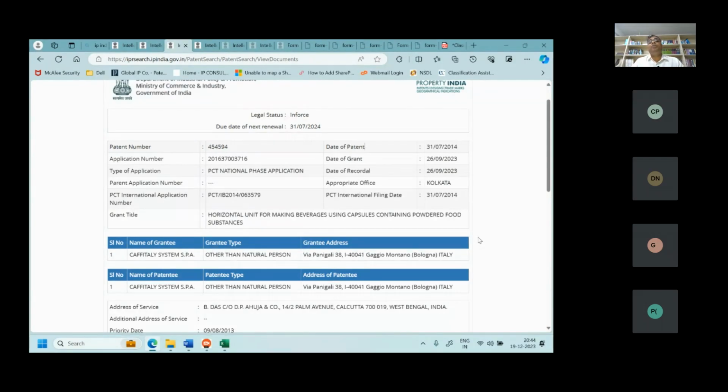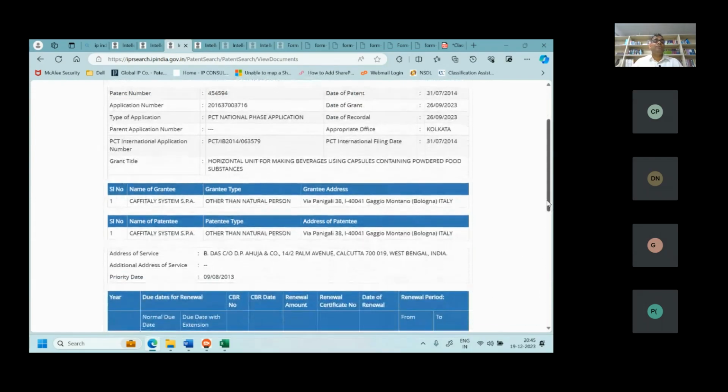Date of recordal is the date on which the patent has been recorded in the register, and the patent is recorded on the date of grant in the register. So date of grant and date of recordal are the same, but refer to different actions. The patent was granted, the order was passed; that is the date of grant. It will be recorded on the same date in the register. That's why it's called date of recordal.